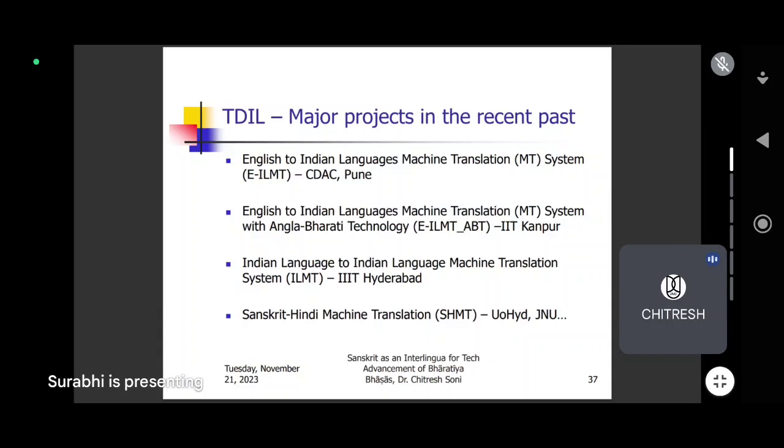Sinha. And the Indian language to Indian language machine translation system, ILMT, by IIIT Hyderabad, and the Sanskrit Hindi machine translation system by University of Hyderabad and JNU, and the Sanskrit English machine translation system by the speaker through the funding of UGC and with the technical support of Microsoft. The data was prepared by me only. Next, please.